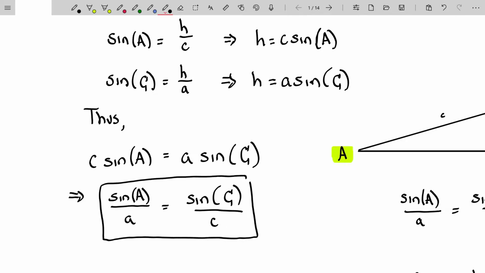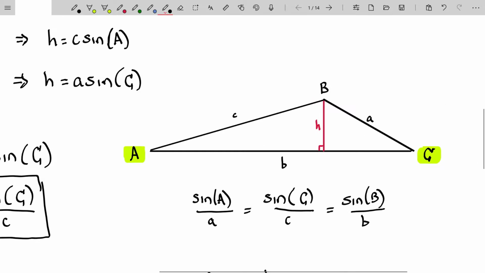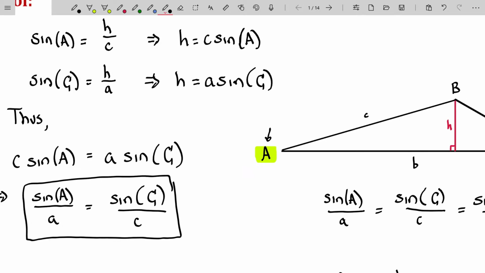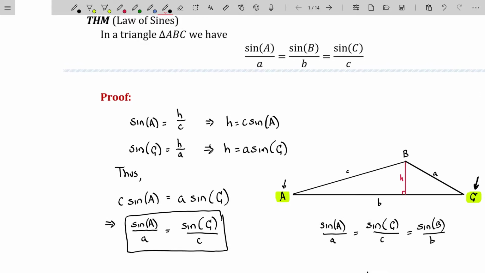Now, I arbitrarily labeled these angles A and C. I could have labeled, for example, that angle right there as angle B if I wanted to. And so therefore sine A over a is the same thing as sine B over b. In other words, it doesn't really matter what the lettering was. It's the sine of an angle is to its opposite side as the sine of another angle within that triangle is to its opposite side. And therefore we have proven the law of sines.